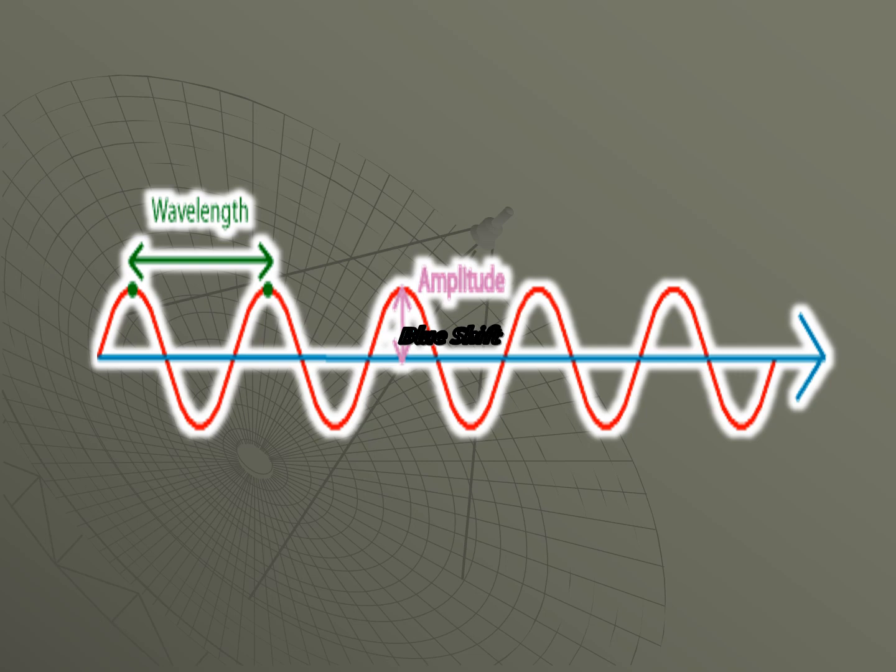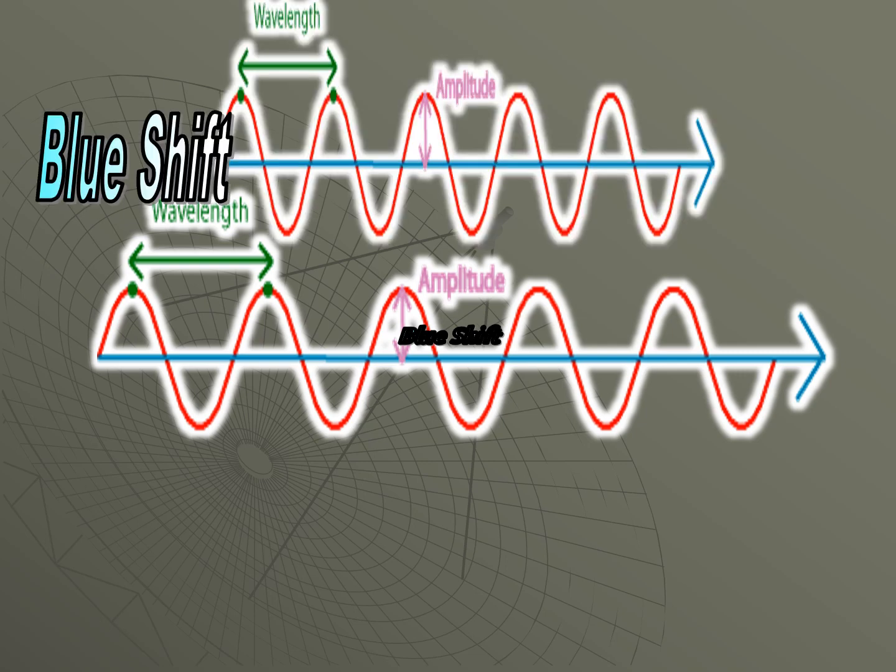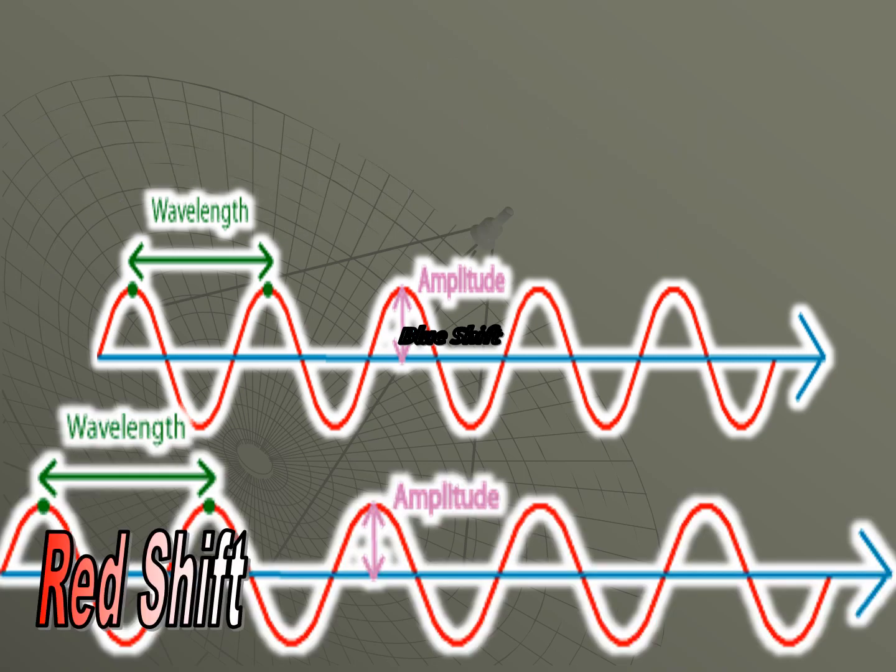So whatever the wave started as, if it gets blue shifted, it becomes shorter. If it becomes red shifted, it becomes longer. Now, I'm not saying that colors are always turned to blue or red. They're just pushed in that direction.